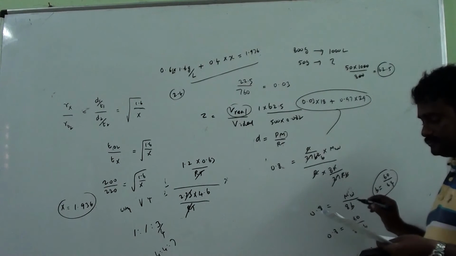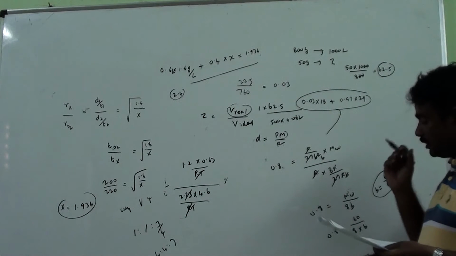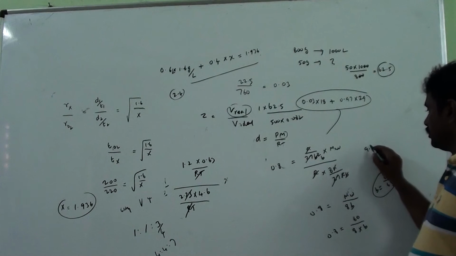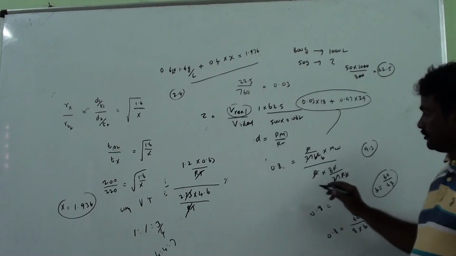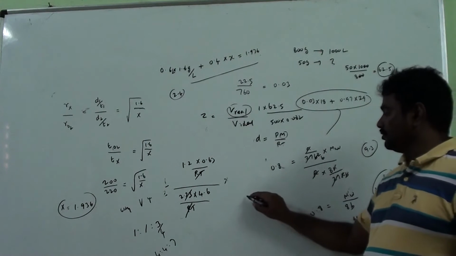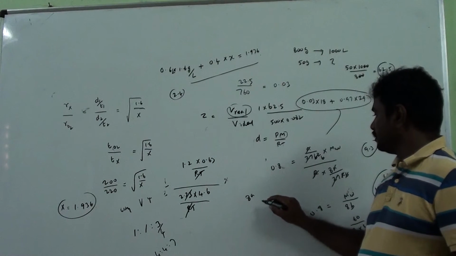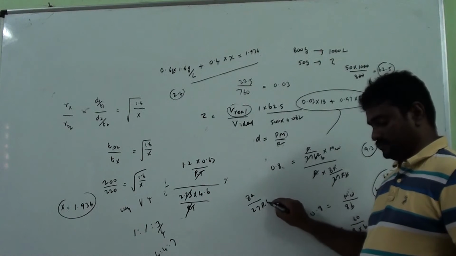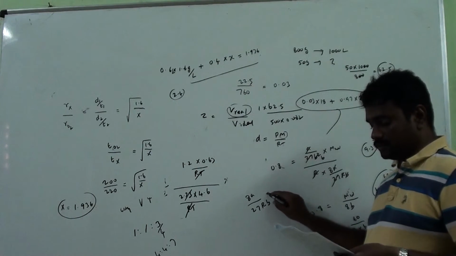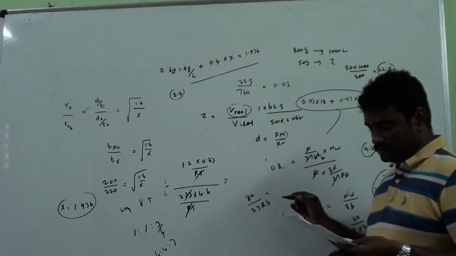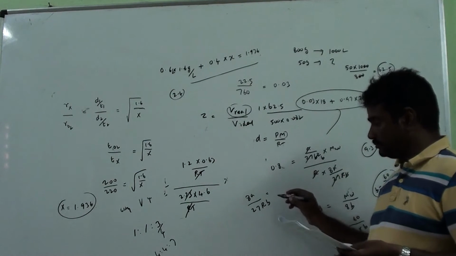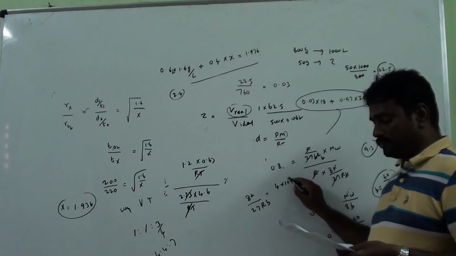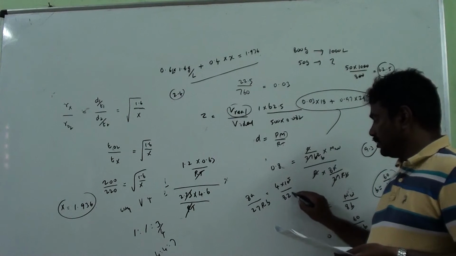எவ்வளோ வருது B? 9.3. அதை எதில் சப்ஸ்டியூட் பண்ணுங்க? TCயில் சப்ஸ்டியூட் பண்ணுங்க. TC எவ்வளோ? 8A by 27 RB, which is equal to how much? 4 into 10 power 5 by 821.